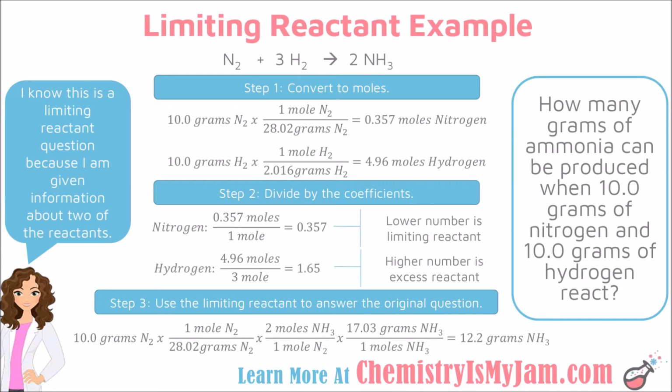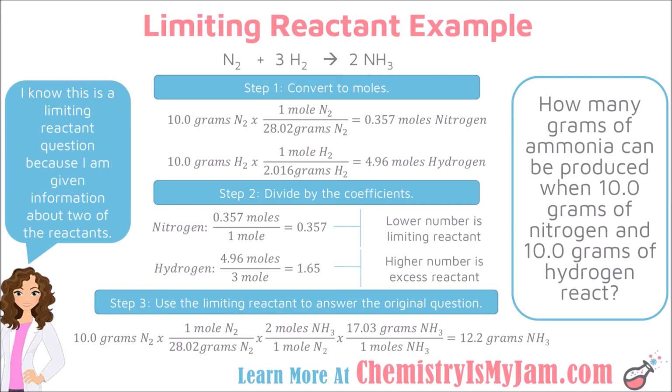Here's an example. How many grams of ammonia can be produced when 10 grams of nitrogen and 10 grams of hydrogen react? So here's my chemical reaction. Nitrogen plus hydrogen are reacting to produce ammonia. The reaction has been balanced.